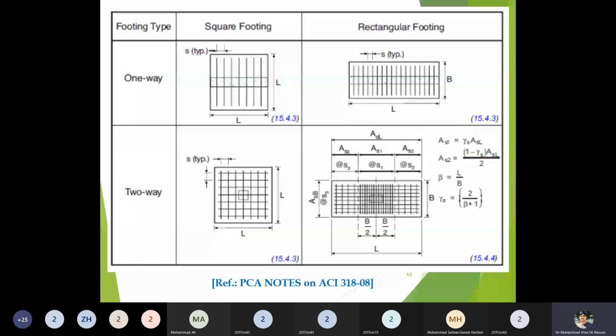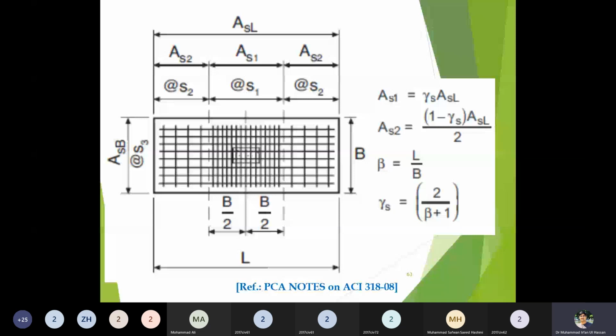The area of steel is computed separately as As1 equals gamma S into As. The As is already computed in that direction, so let's say 70% is provided in that zone and the remaining 30% is provided in the other zone. This figure makes it clearer: the As in the long direction is divided into two parts, As1 and As2. The steel in the As1 part is gamma S into As. Gamma S is basically larger than 0.5, so that's why the steel in the central band is larger, and the remaining steel is provided as widely spaced bars at the ends. So this is the detailing for the rectangular footing, and there are minor changes for the rectangular footing.